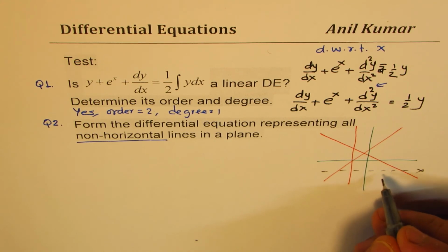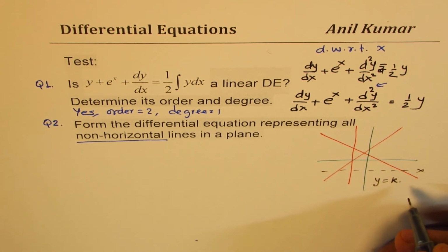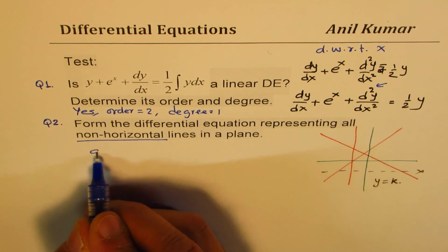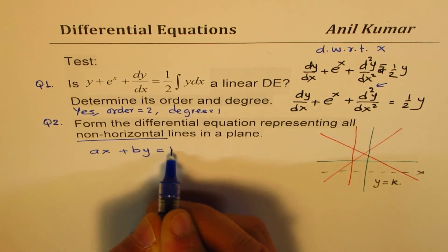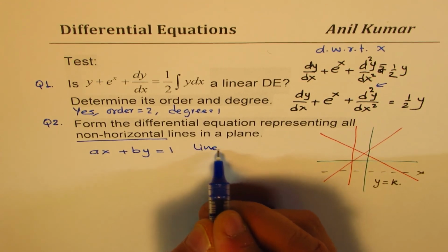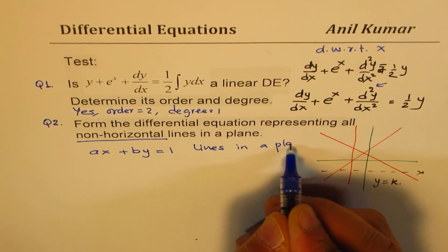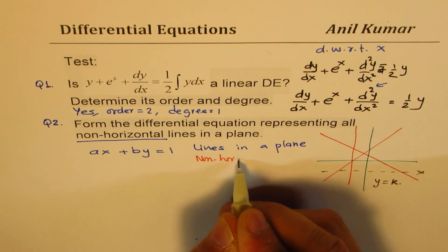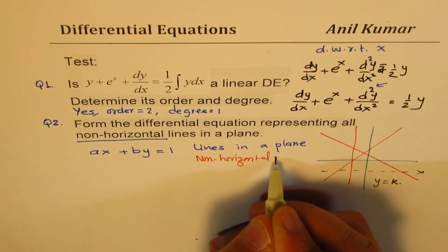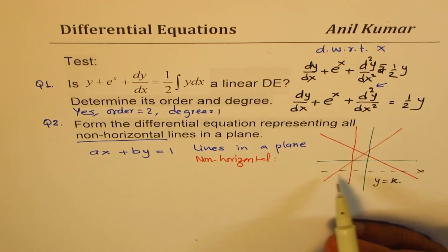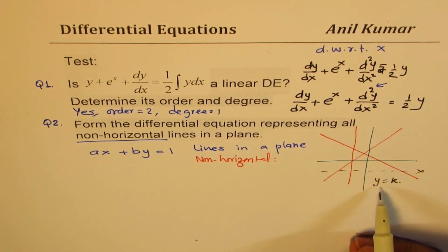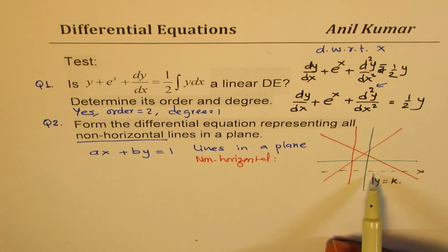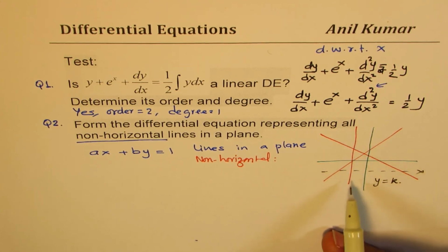Equation of a horizontal line is normally y equals to k, correct? Well, in general, we can write an equation ax plus by equals to 1. It represents lines in a plane. Is it okay? Now, when we say non-horizontal, that means that we are not including these horizontal lines. Non-horizontal means not horizontal. We are including the vertical lines.